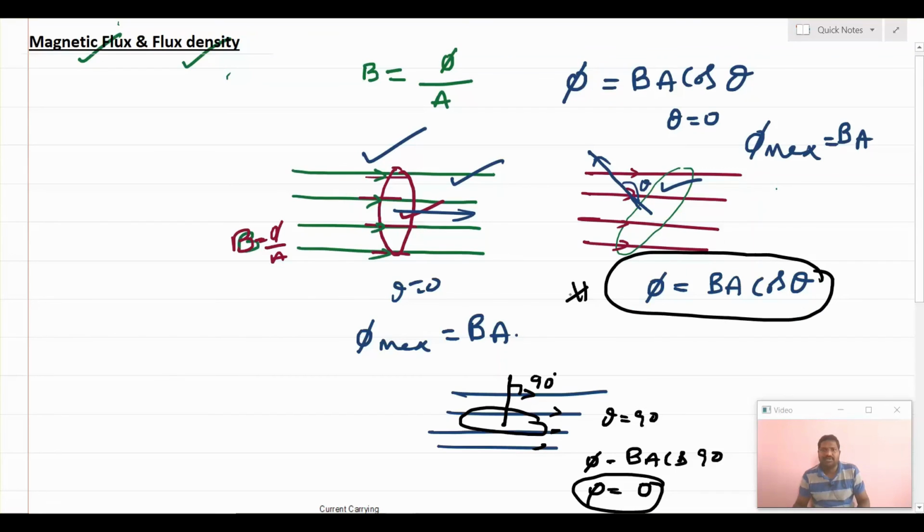It's very important. We have to remember magnetic flux and magnetic flux density. Magnetic flux is nothing but the number of lines passing through a plane. Coming to magnetic flux density, it is the number of lines passing through a plane having a certain area. So that is called magnetic flux density. So this is magnetic flux: phi max is equal to magnetic flux density into area of cross section, or phi is equal to BA cos theta.